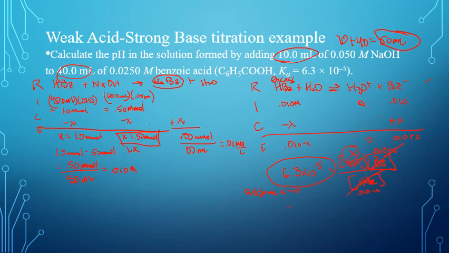So if I know that H3O plus is equal to 6.3 times 10 to the minus fifth, and I took the negative log of that value to equal the pH. Now, if I plug that in, the negative log, 6.3 times 10 to the negative fifth power, we get a pH equal to approximately 4.20.